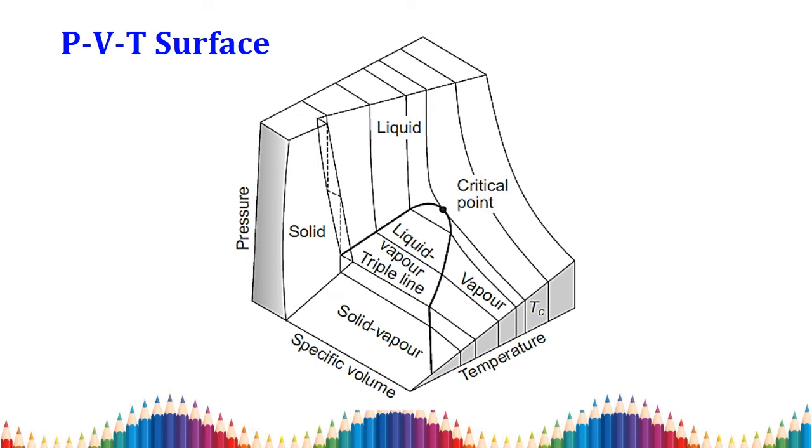Then we have a PVT surface. So in the PVT surface we are merging the diagrams. Okay, so we are merging the PT diagram and your PV diagram. So here you observe the PV diagram. Here you observe the pressure, this is your solid and liquid line. Here solid will be converted into liquid, this is your liquid vapor and it will get superheated.